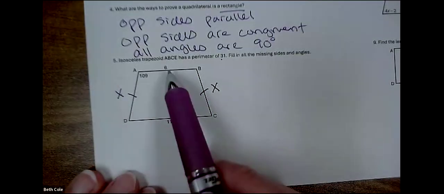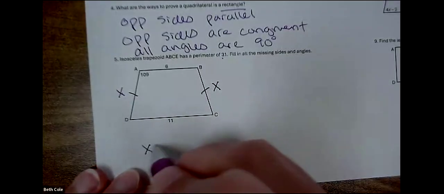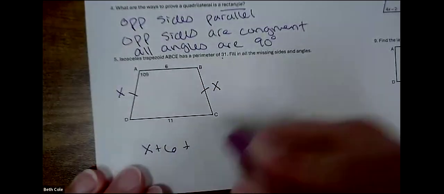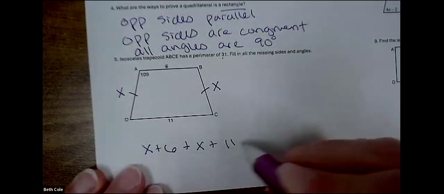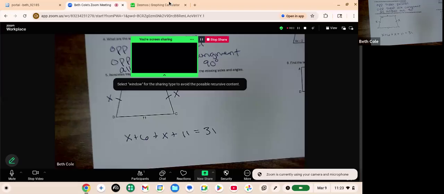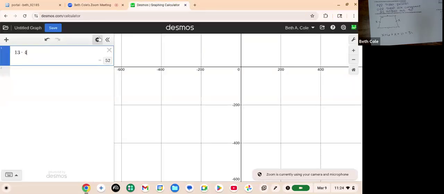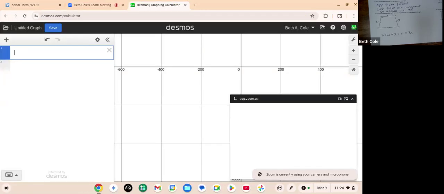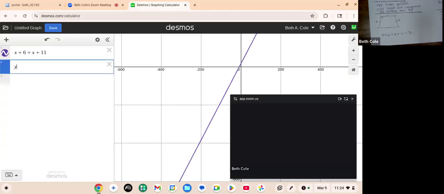So it would be X plus 6 plus X plus 11 equals 31. I'm going to put that in the calculator. So you add up all of the outside, it said the perimeter is 31. So let me just type that in real quick. I know watching your teacher type stuff is not super fun. Your job is to make sure I don't make a mistake and to make sure that you know how to type it. So what do we have? X plus 6 plus X plus, what was it, 11? Cool, and then Y equals 31.